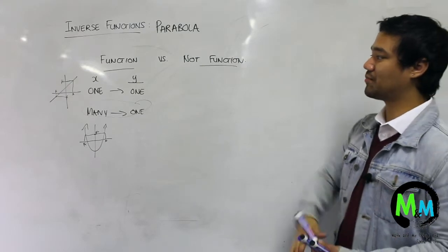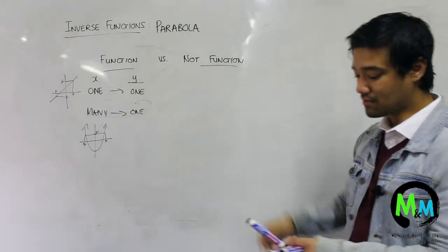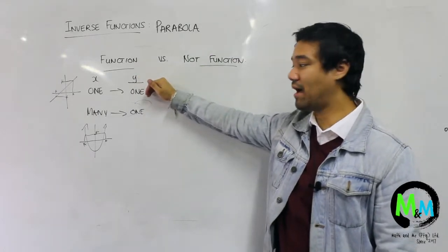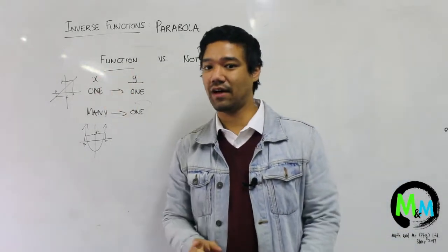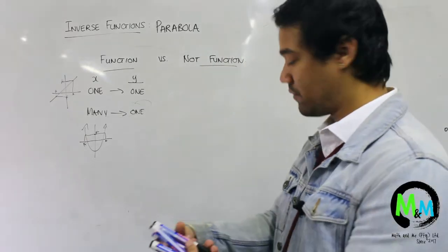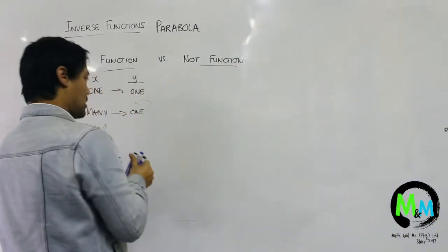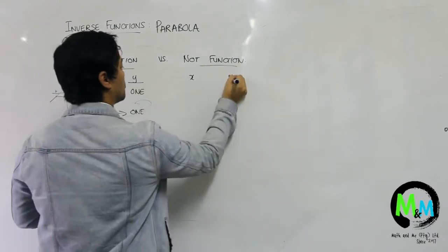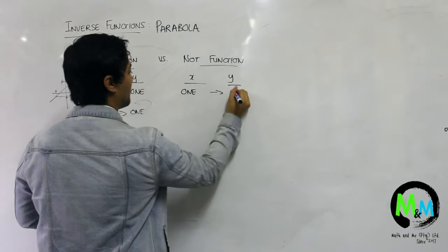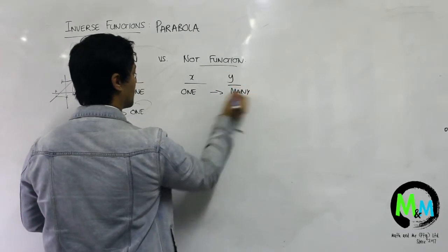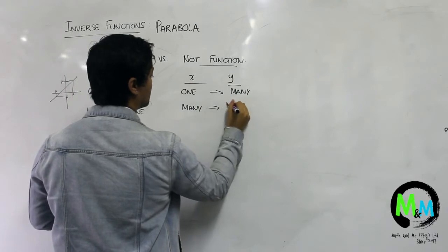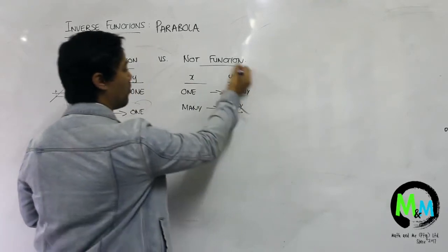So when is something not a function? It's any time that you have multiple y values mapped to one or many x values. Basically, any time you have more than one y value for a coordinate. In (x, y), it's when you have one x value mapped to many y values, or many x values mapped to many y values.